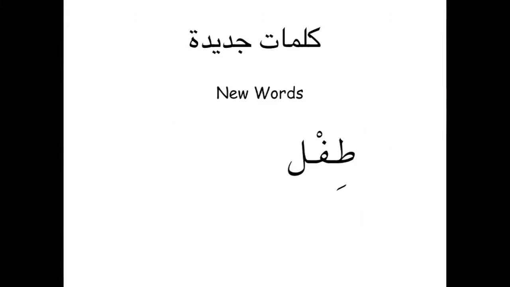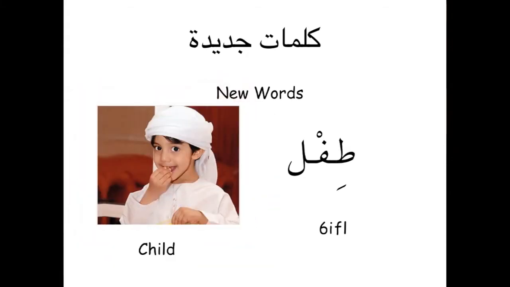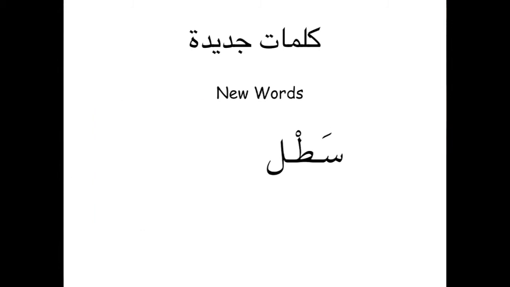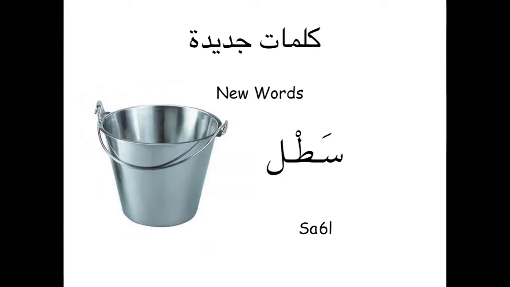Ta with a kasra is ti. Fa with a sukoon is f. And then lam, l. So that makes طفل, which means a child. Okay. A sin with a fatha, sa. Ta with a sukoon is t. And then lam, la. So that makes satl, which is a bucket.